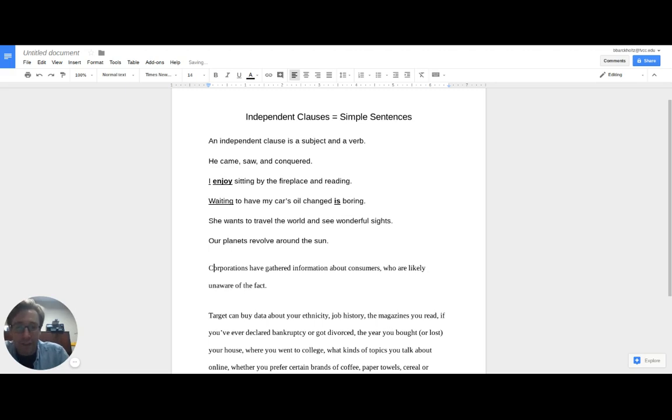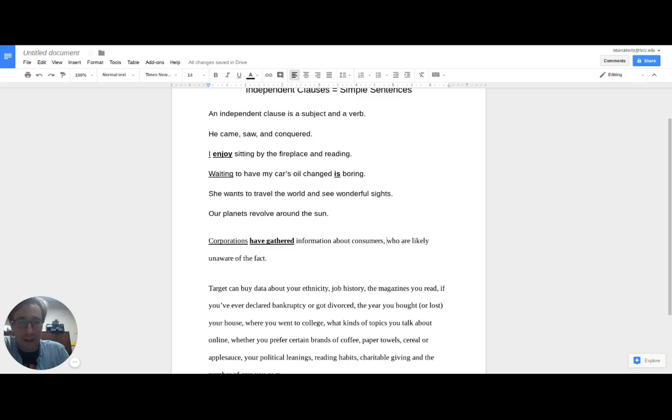Corporations have gathered information. This sounds like a sentence. Corporations are a thing. And what have they done? They have gathered. Okay, so we have a sentence there. Information about consumers who are likely unaware of the fact. Now, who are likely unaware of the fact is an appositive describing consumers. And so again, kind of like a preposition, these are just bits of the sentence that clarify other components. They're not the actual thing doing the actual action. They could be describing the thing that does the action, but it's not the actual thing. And so you have to be really careful about these long, interwoven sentences that have all these little components to them.